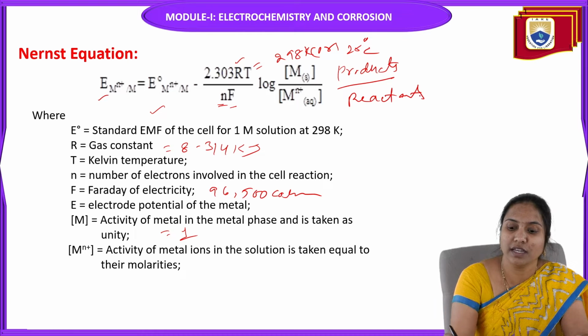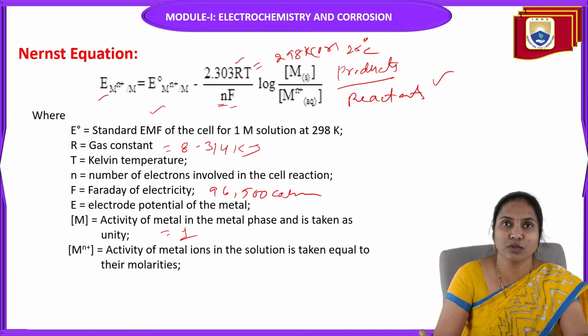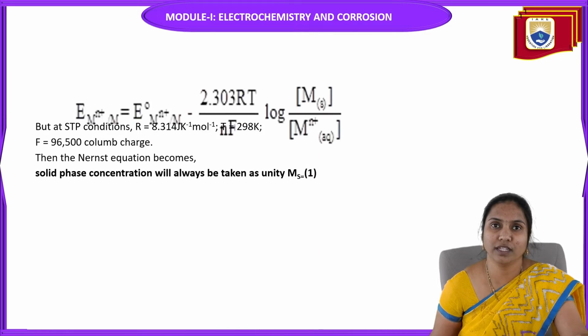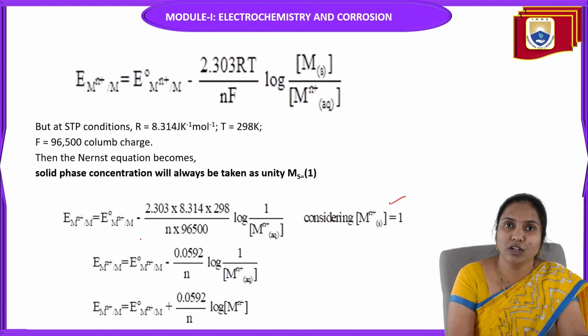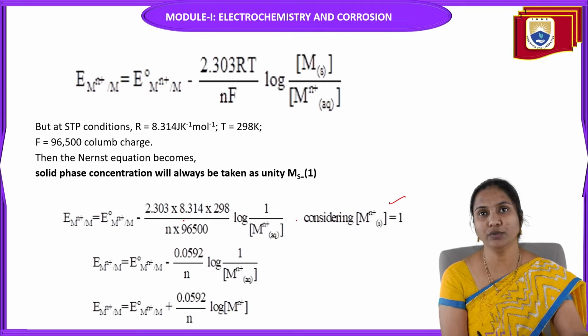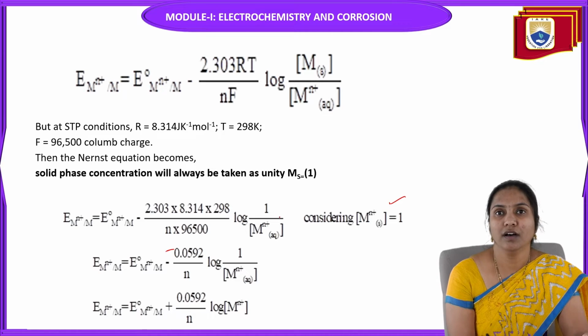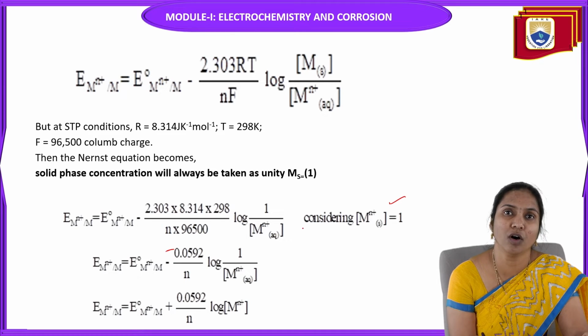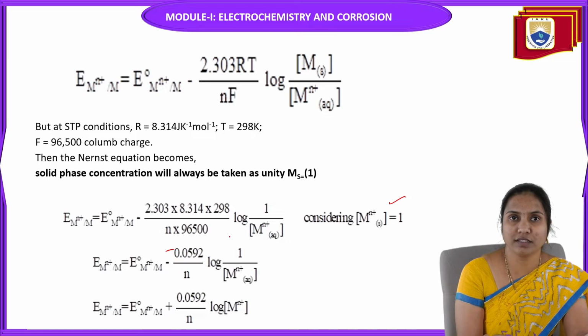So substitute all these values in the above equation, E equal to E naught minus 2.303 RT by nF log products by reactants. We can substitute the R value, T value and F value. Finally we get this equation: E equal to E naught minus 2.303 into R value 8.314 into temperature 298, by n, the number of valency electrons involved, and F, Faraday, 1 Faraday equal to 96,500 coulombs. Already we know that the solid phase concentration is always taken as unity, so its value is 1. So we get 1 by metal ions in this reduction half cell reaction.